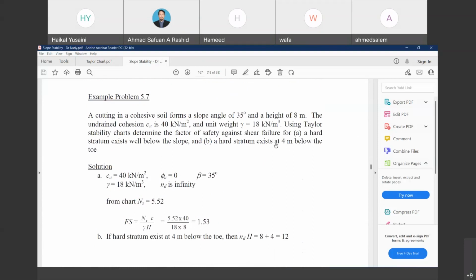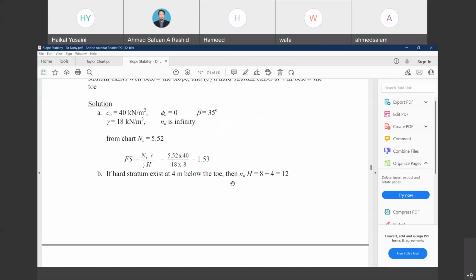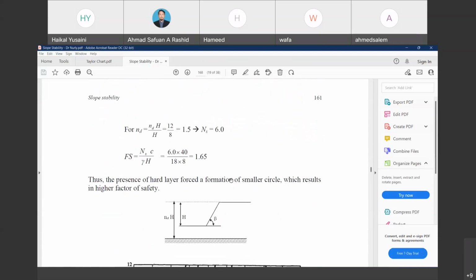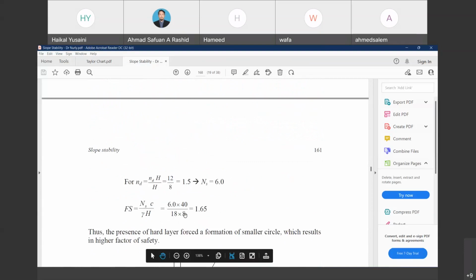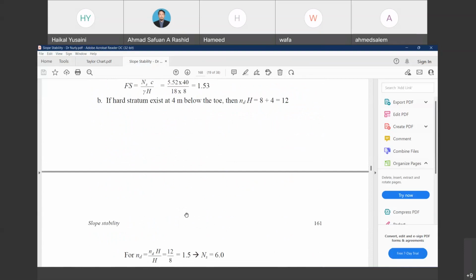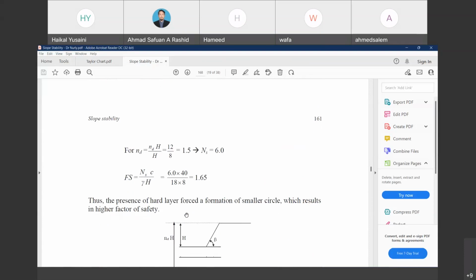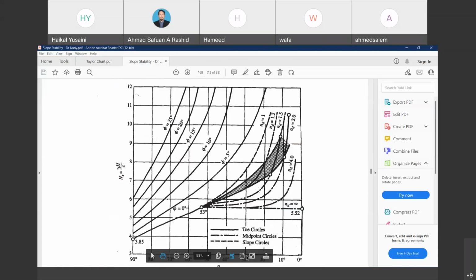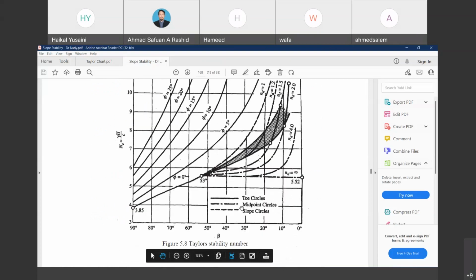For part B, a hard stratum exists at 4 meters below the toe, while the height of the slope is 8 meters. So 8 plus 4 is 12. So from there we can get ND equal to 1.5. So when ND is equal to 1.5 with the slope of 35, we bring a straight line until it meets 1.5.